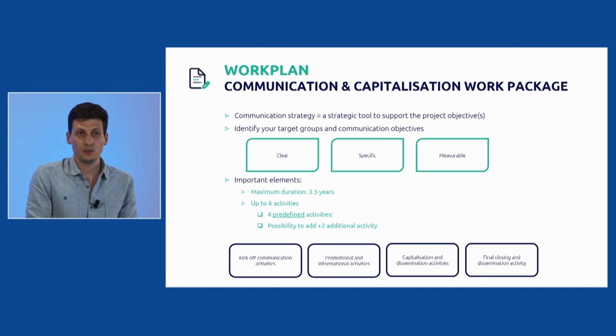In terms of activities, there will be 4 predefined activities. So kickoff communication at the beginning, final closing and dissemination activity at the end, and in between 2 predefined activities for the promotion and informational activities and capitalization and dissemination. Here in this work package, you have the possibility to add 2 additional activities, and it's really important for you to understand that we want you to be better able to tailor this work package communication and capitalization to the specific needs of your project.